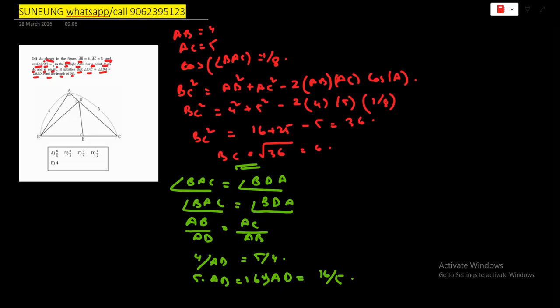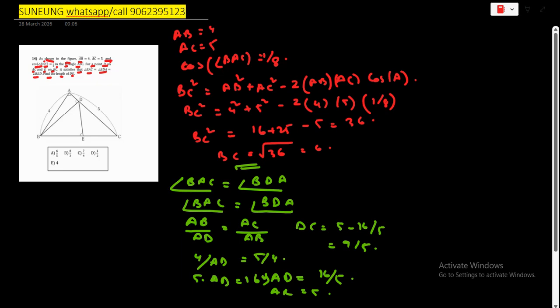Now if AD is 16 by 5 and the whole side AC is 5, then DC is just 5 minus 16 by 5, that is 9 by 5, and we are dissecting this triangle like a Thanksgiving turkey. Okay, now let's get serious.